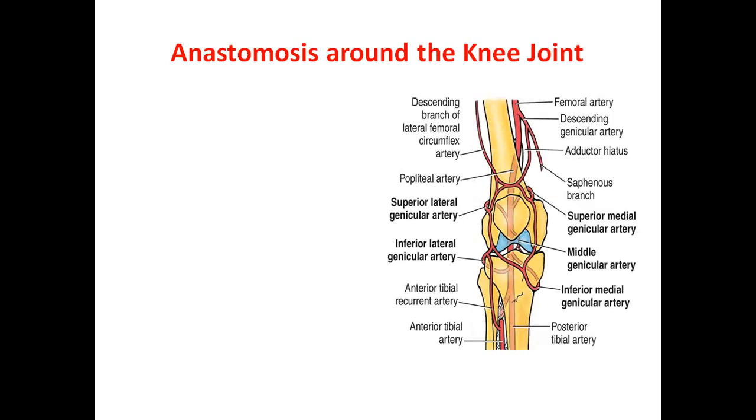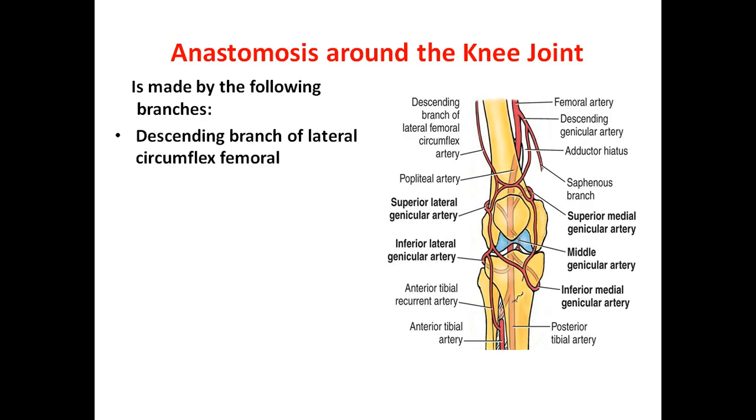So the anastomosis around the knee joint is made up of the following branches. In addition to the genicular vessels I mentioned, there are the following branches. This branch, the descending genicular artery, is a branch of the femoral artery. So you can see this branch is taking a turn. It's the descending genicular branch, this one, the branch of femoral artery.